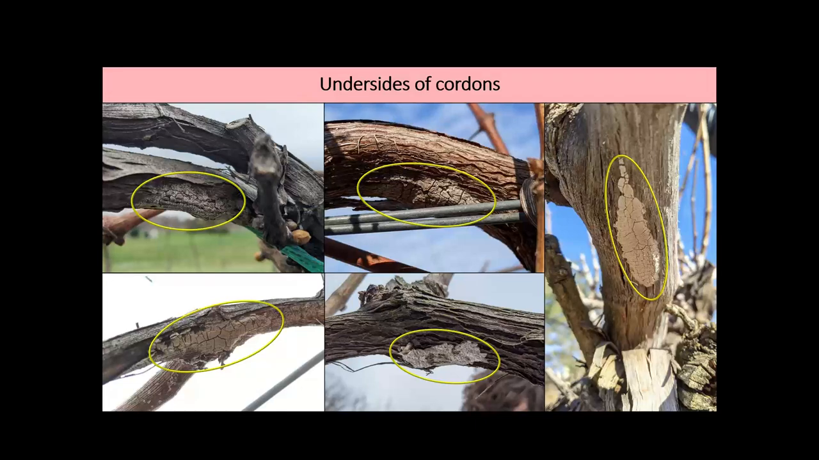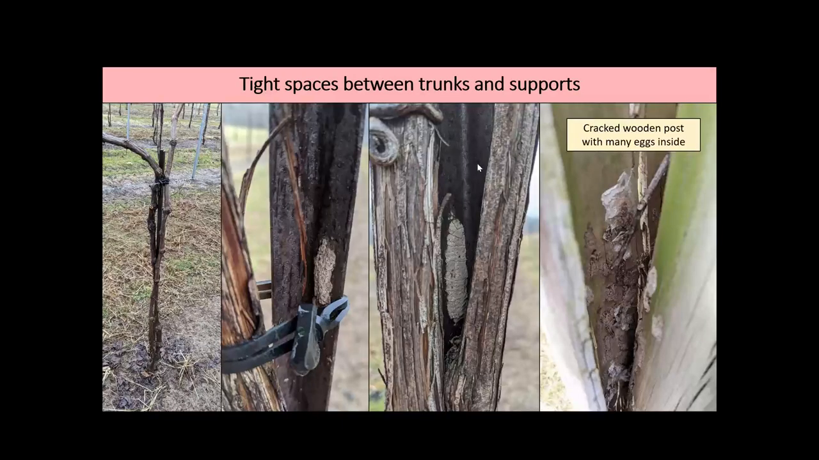Here they are on the underside of cordons. Sometimes really obvious, other times, like on the left, not so easy to see. Tight spaces between trunks and supports. They really like these rusty metal poles. In some vineyards, you can see in this photo here, this newer pole that is not rusty, they don't really like laying their eggs on there, but if it's a rusty pole, they'll go for it. On the right, this was a wooden post in the vineyard. It had a big crack down the middle, and I peeked in there and this was just loaded with egg masses.